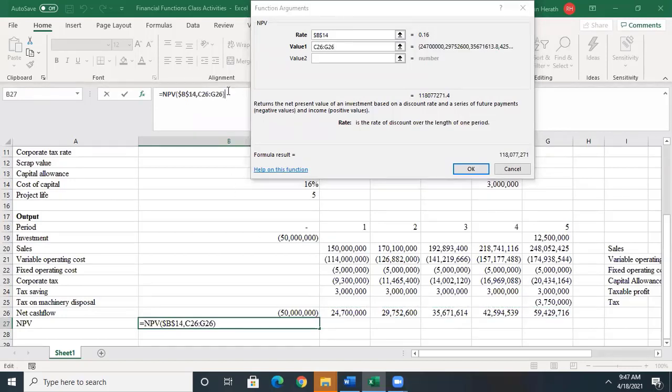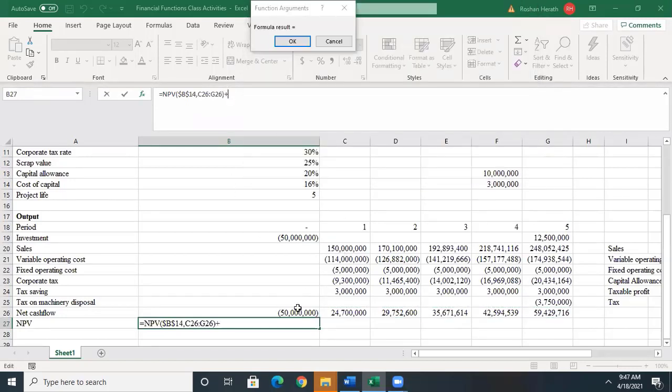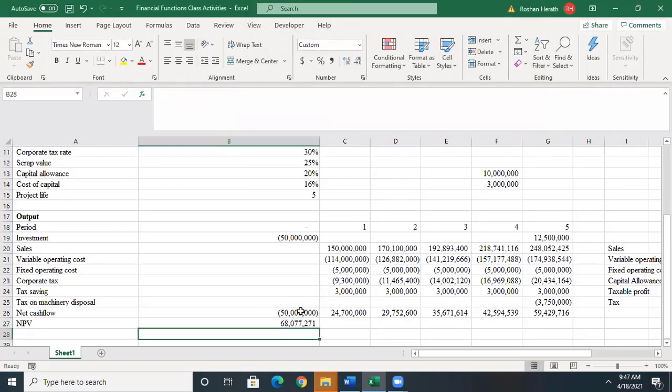Thereafter, add the initial cash flow separately. And this is going to be your net present value, 68.07 million. So that is the net present value of this project. The project's NPV is 68 million.